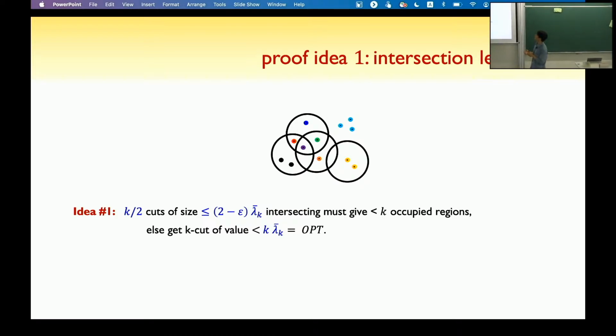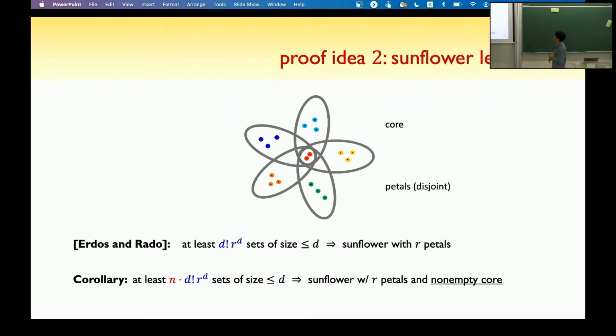So we can say that if you take any k over 2 sets from our family and draw a Venn diagram, then the number of non-empty regions must be strictly less than k. Okay, so this is the first part. And then the second part has something to do with sunflowers.